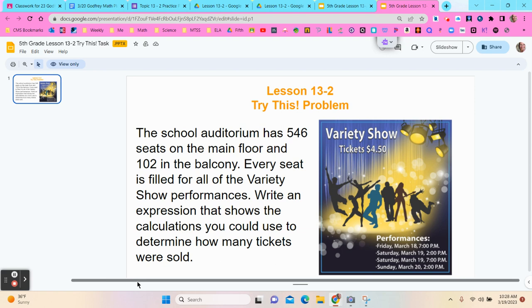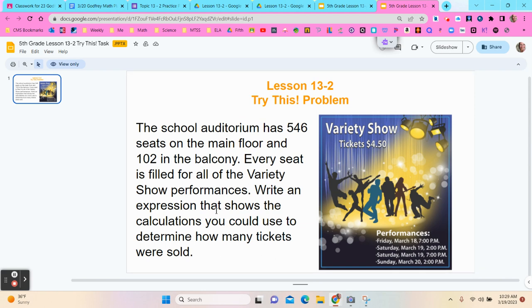All right, so the school auditorium has 546 seats on the main floor and 102 on the balcony. Every seat is filled for all of the variety show performances. Write an expression that shows the calculations you could use to determine how many tickets were sold. Okay, so it says right here, number of tickets sold.